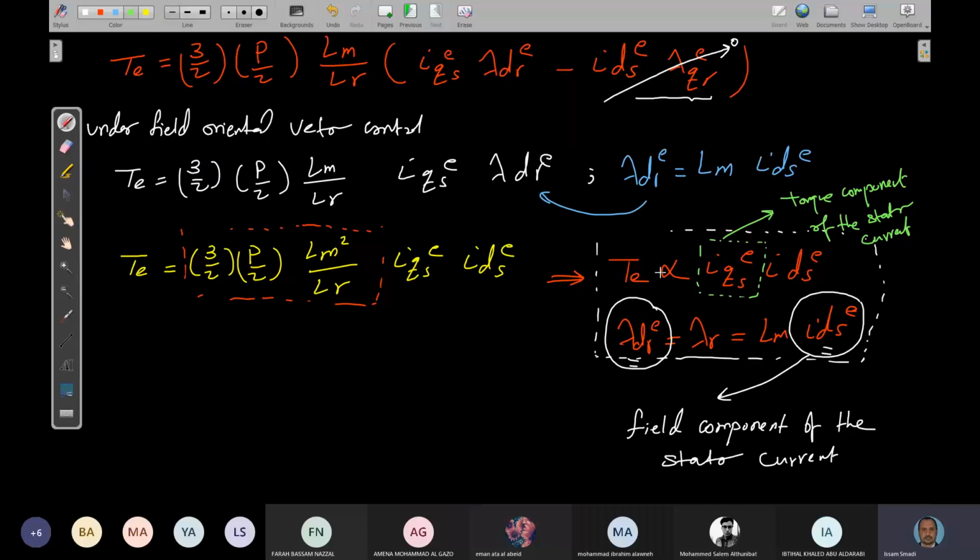So I need a controller in order to make this assumption valid, even if my initial selection is not correct. This is lambda r, and let's assume this is my initial selection, DRE. I need a controller such that in the end of the day, the D axis of the reference frame is attached to the rotor flux, and this can be done using control theory.